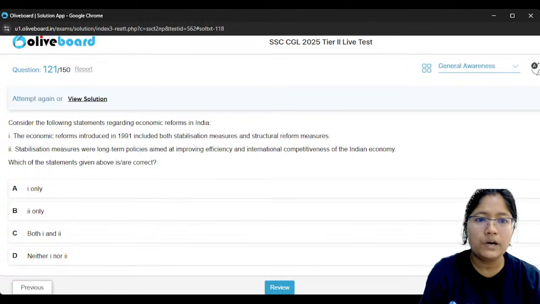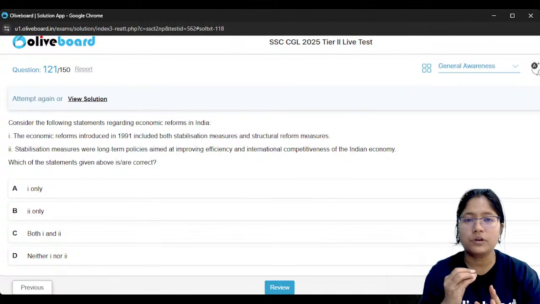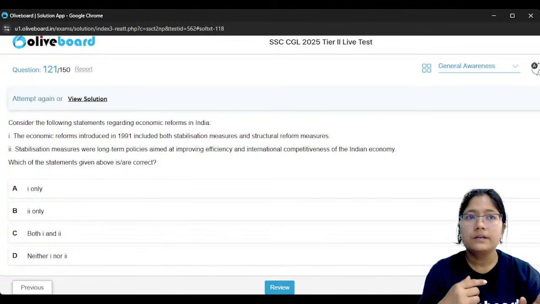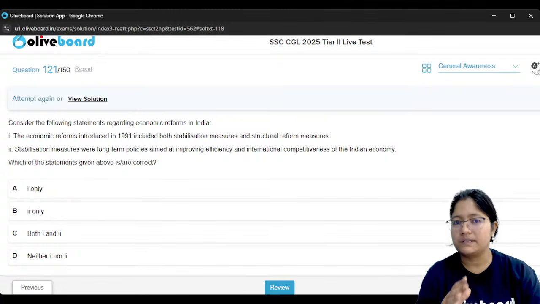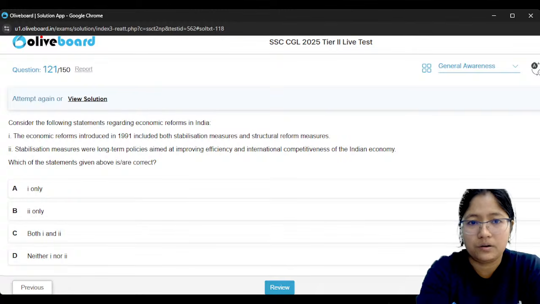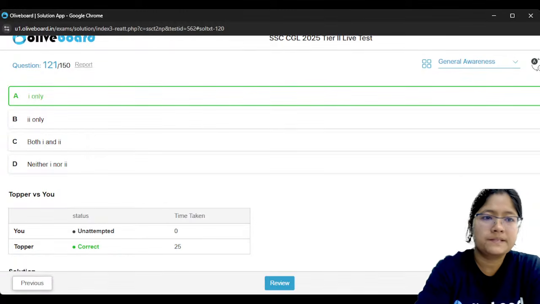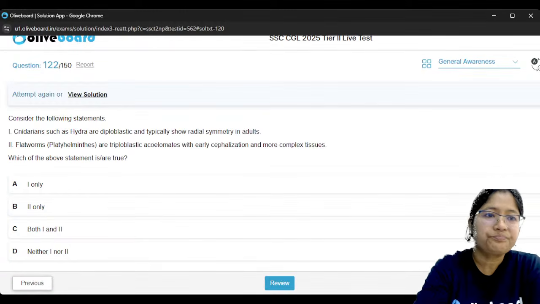Stabilization measures were long-term policies. No, I told you stabilization means short-term. If you have to combat inflation immediately, that is short term. That is the stabilization method, to fight against some kind of problem. They are not long term. Structural reforms are long term, aimed at improving efficiency. So 2 is wrong and 1 only is the correct answer.